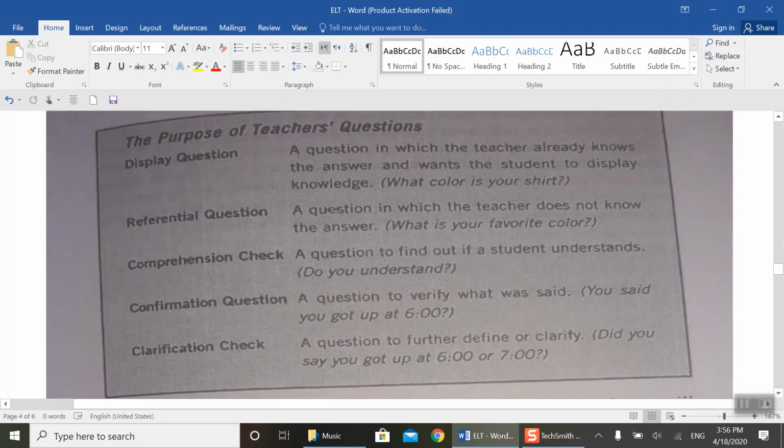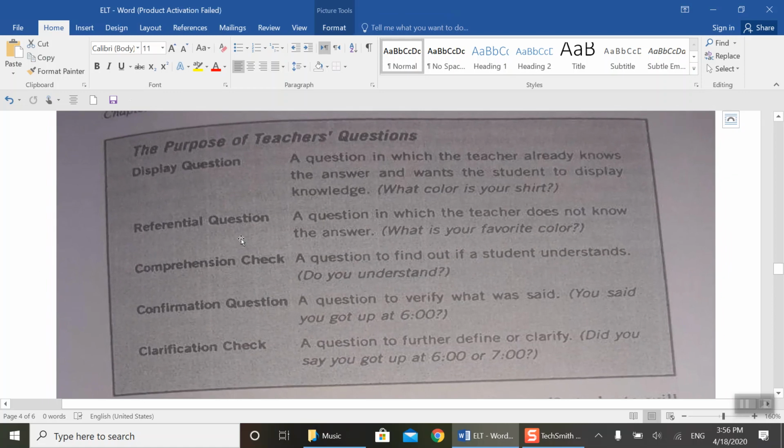Okay, so these are the purposes of teachers' questions. Then, in summary, what is the purpose of teachers' questions? We talked about display questions. We said it is a question in which the teacher already knows the answer and wants the students to display knowledge. For example, what color is your shirt? He knows. We talked about the watch, he has a watch, he has a clock, but he wants to what? To display knowledge.